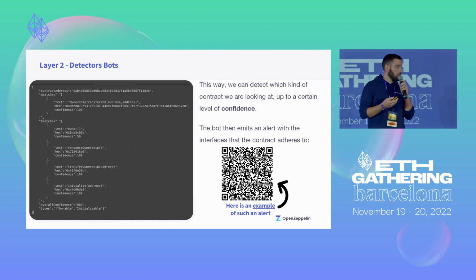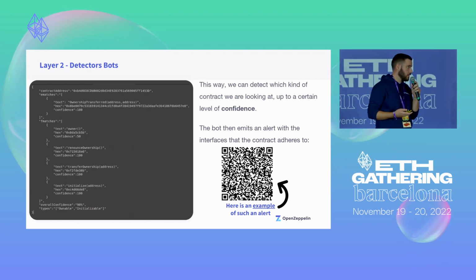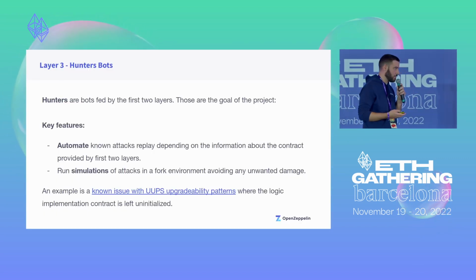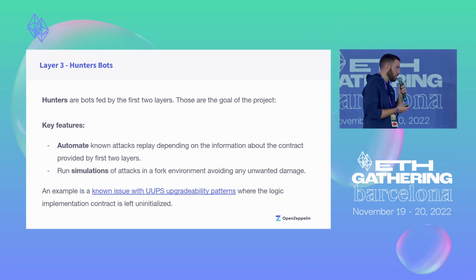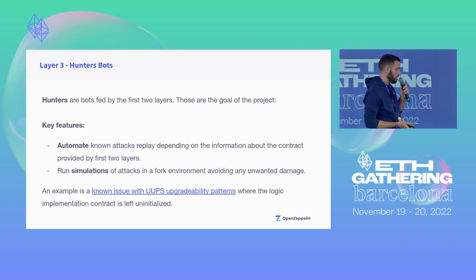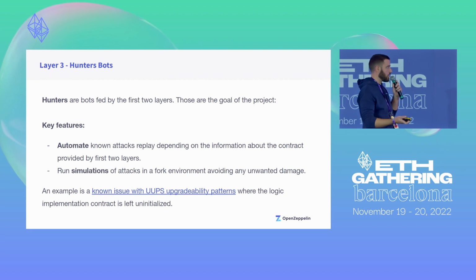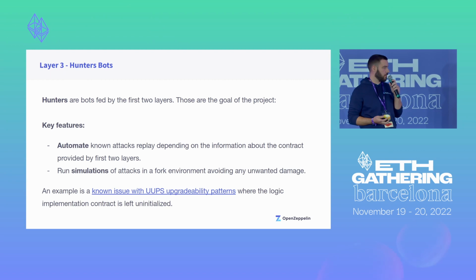What we can do with this information is now go to the third step, hunter bots. Hunter bots are bots that try to chase down bugs in newly deployed contracts. We're going to talk about the very first example, but you can think of this as a collection of different hunters that can be scanning the blockchain for different types of attacks.